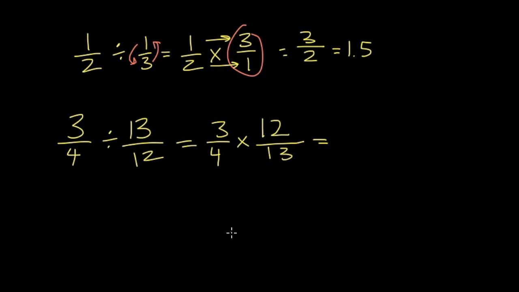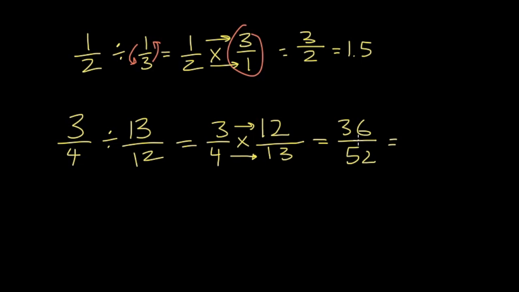All right, now to find the answer, we have to multiply the numerators together and multiply the denominators together. 3 times 12 is 36. And then we have 4 times 13. Now 4 times 10 is 40. 4 times 3 is 12. So the answer here is 52.